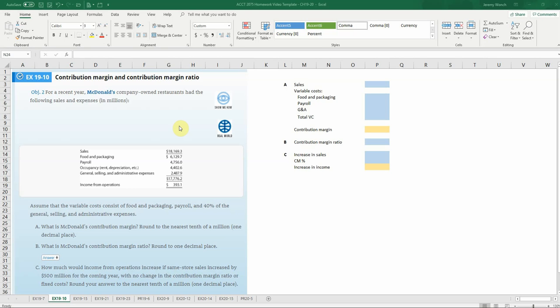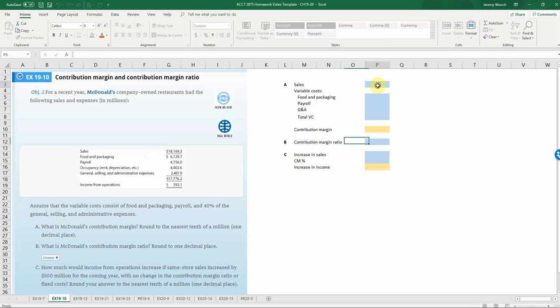So in this problem, we're going to be looking at McDonald's. We want to figure out the McDonald's contribution margin, rounded to the tenth of a million. It gives us some information here: we've got sales, then different kinds of costs, then income from operations. And we want to know the contribution margin, which is just going to be sales minus variable cost.